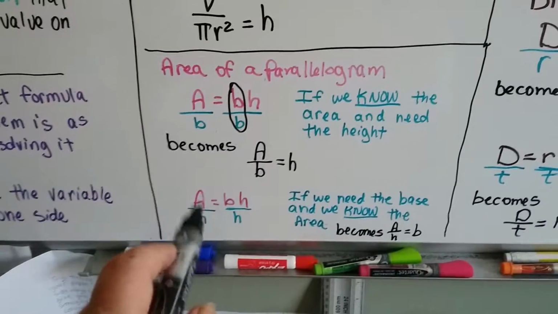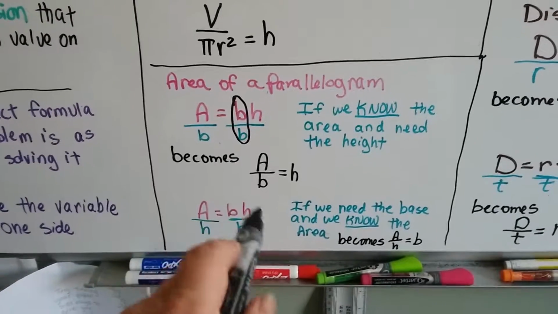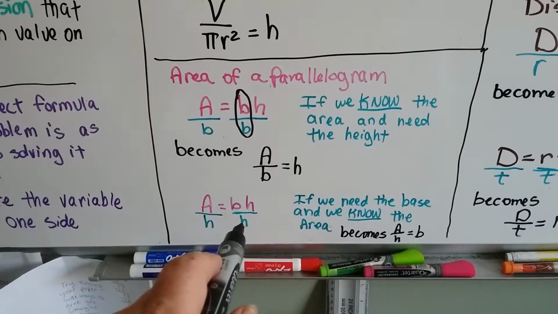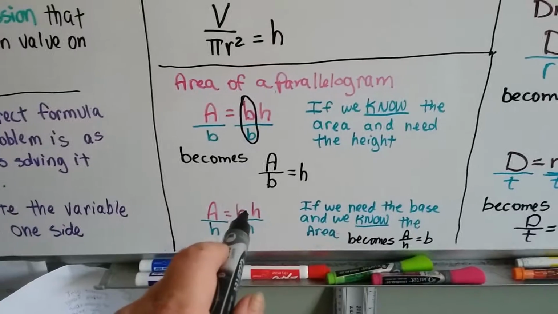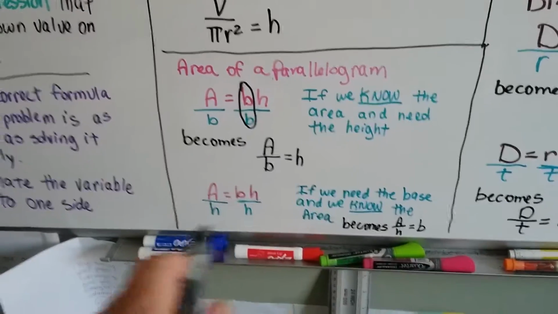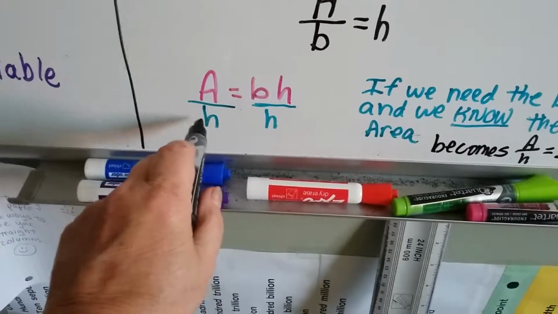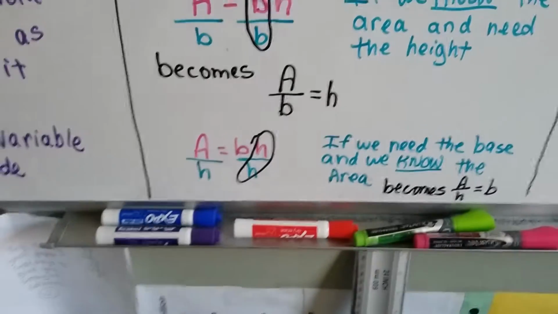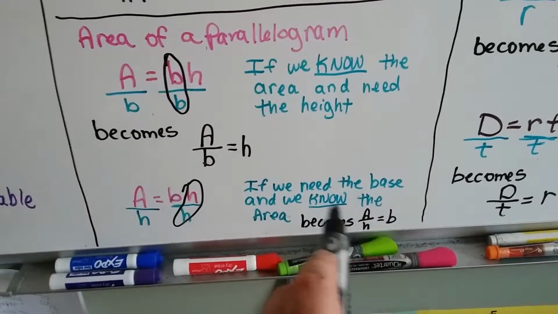What if we need the base and we know what the area is? So here's the original formula. We need to know what the base is. So we get rid of this h so that the b can be by itself next to the equal sign. See? So we divide both sides by the h to get rid of the h. So now we've got a, the area divided by the height is going to equal the base because now we got rid of that part. See? Does that make sense? The area divided by the height is going to give us our base.